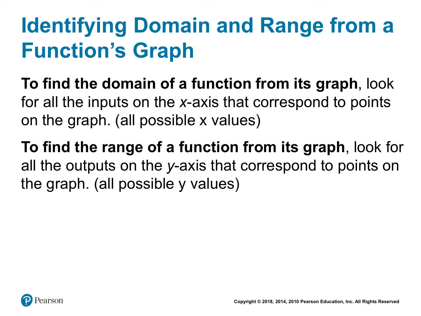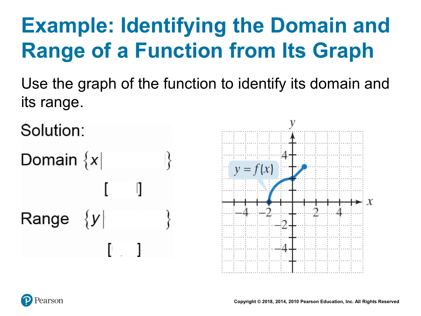Okay, next we'll talk about identifying the domain and range from a graph. To find the domain, we're looking at all the inputs on the x-axis, so all the x values. And to find the range, we're looking for all the outputs on the y-axis, which is all the y values. So we're going to look at where this graph starts on the x-axis. It starts at -2 and it ends at 1.